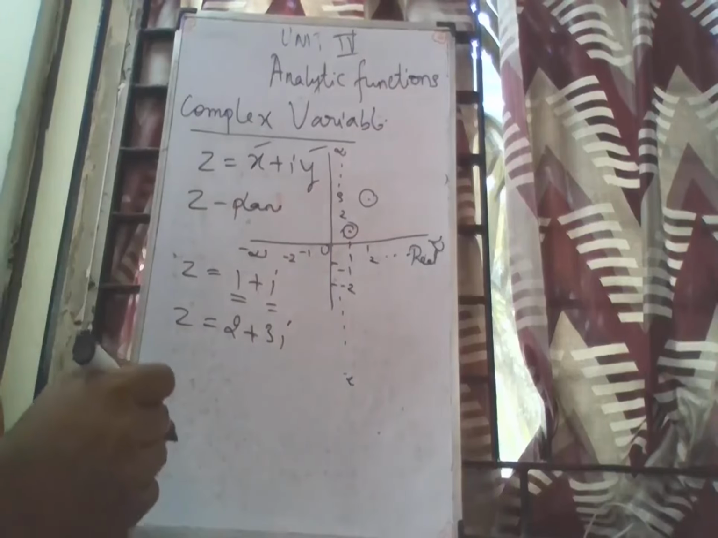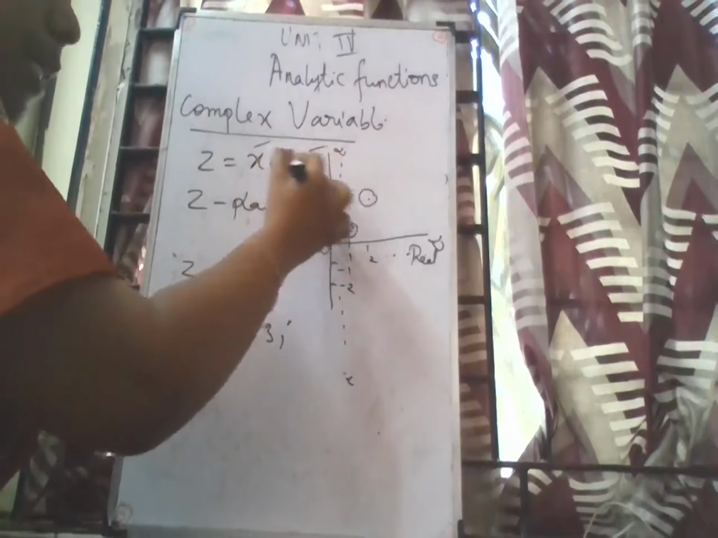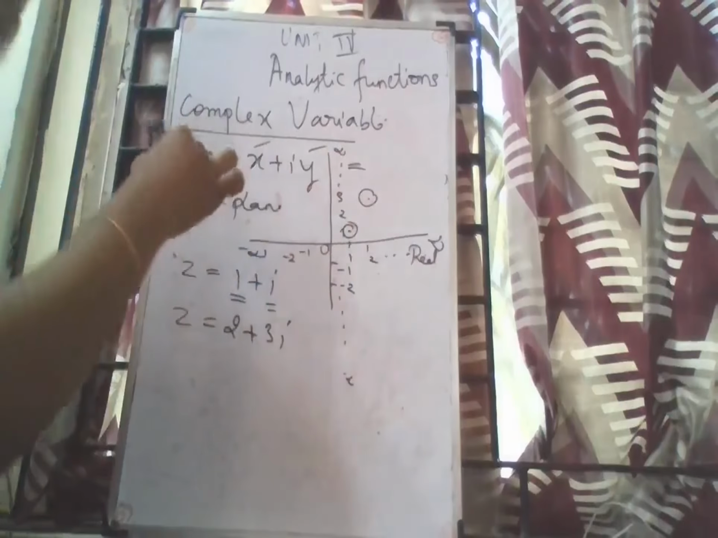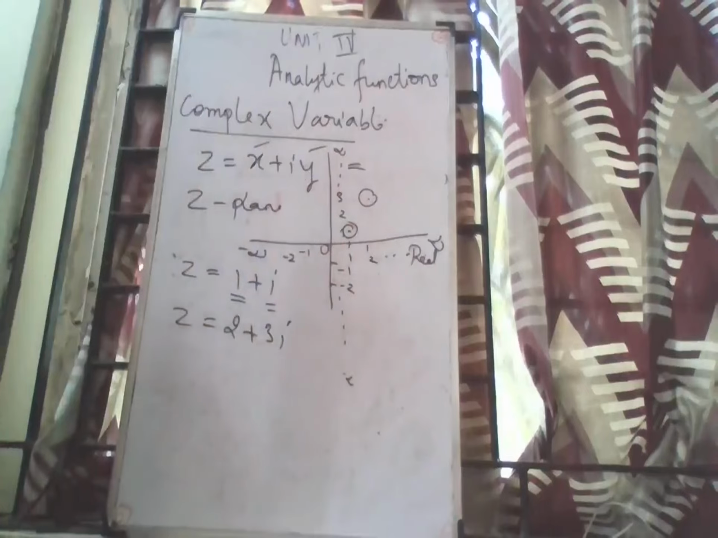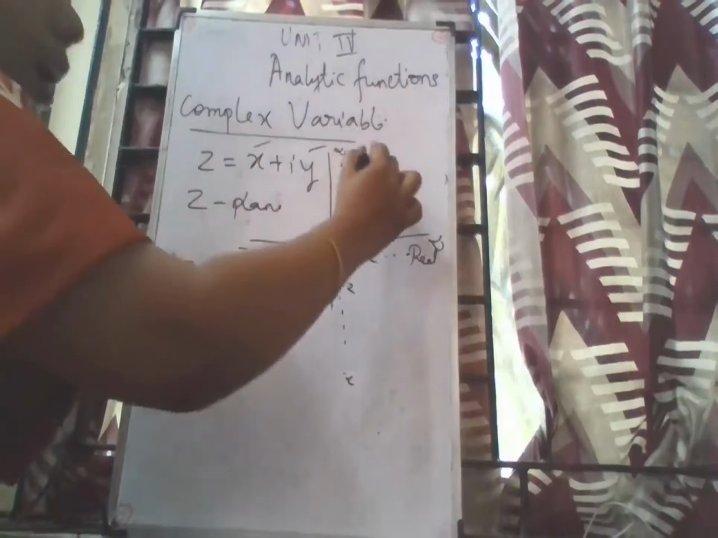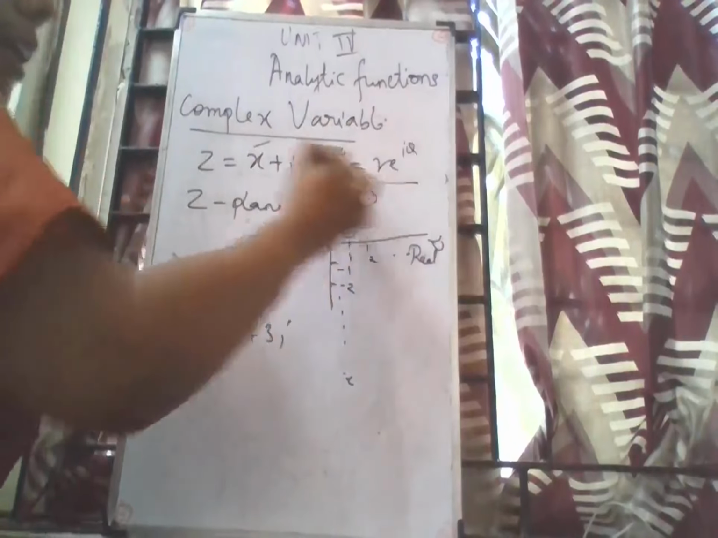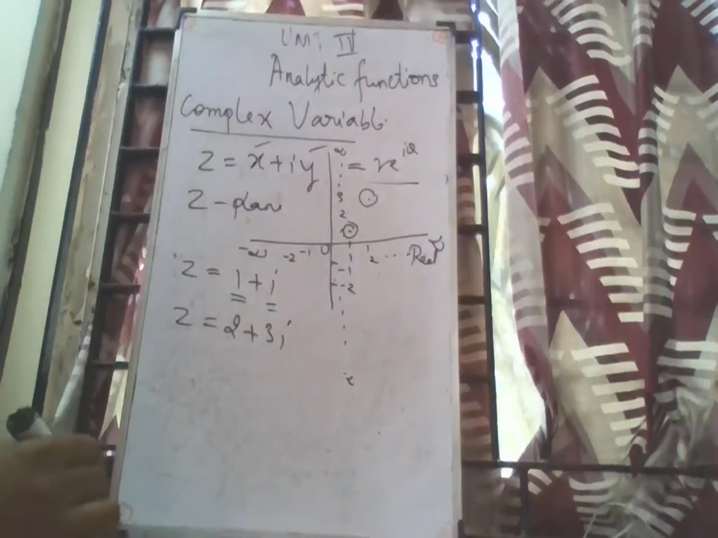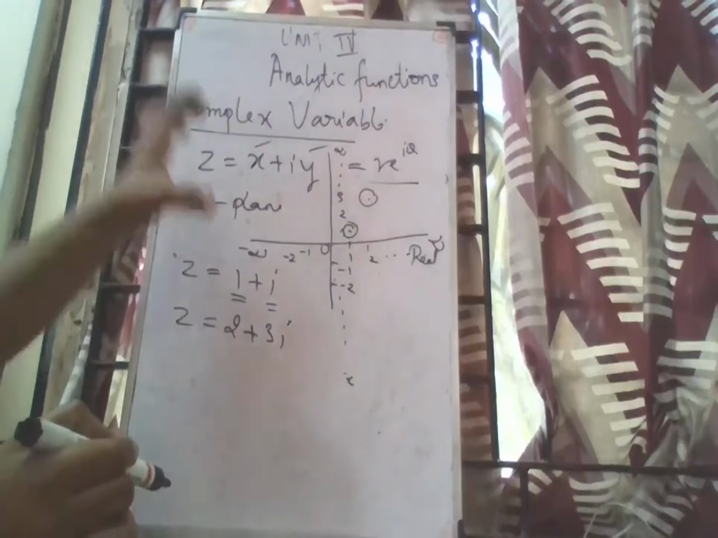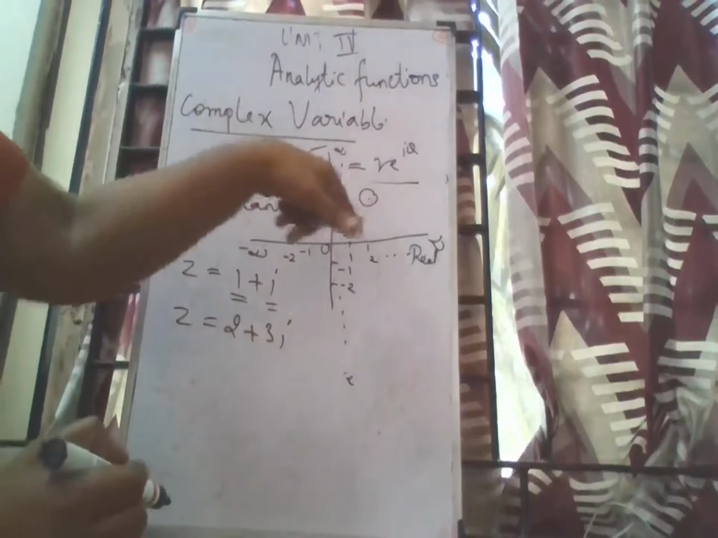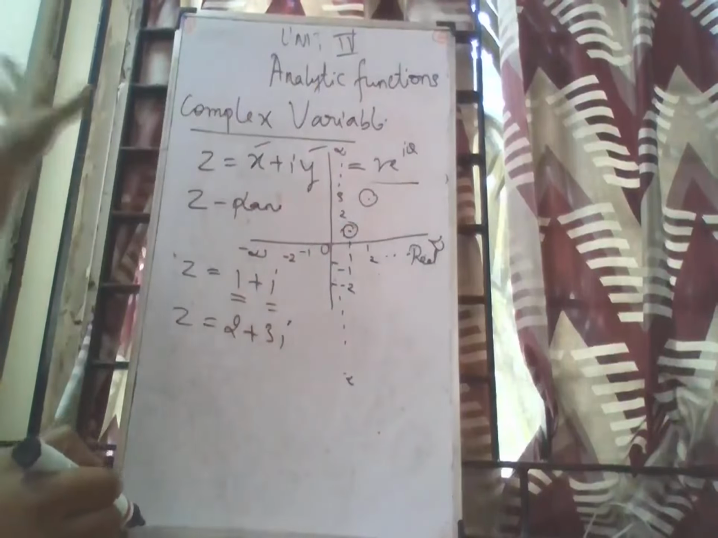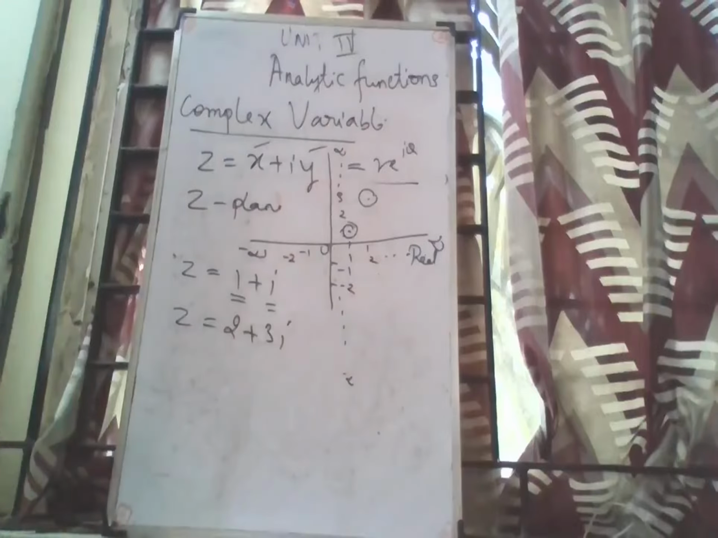polar form also, where x plus iy, with x as r cos theta and y as r sin theta, is equal to r e power i theta. I can represent it in polar form, r e power i theta, which is called the modulus amplitude form of z. So the first definition is over.